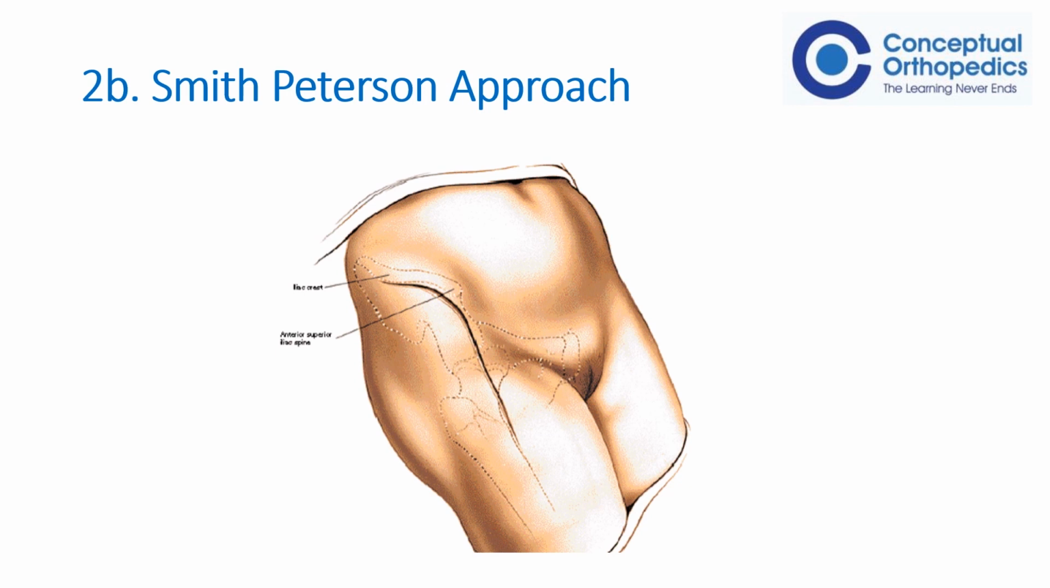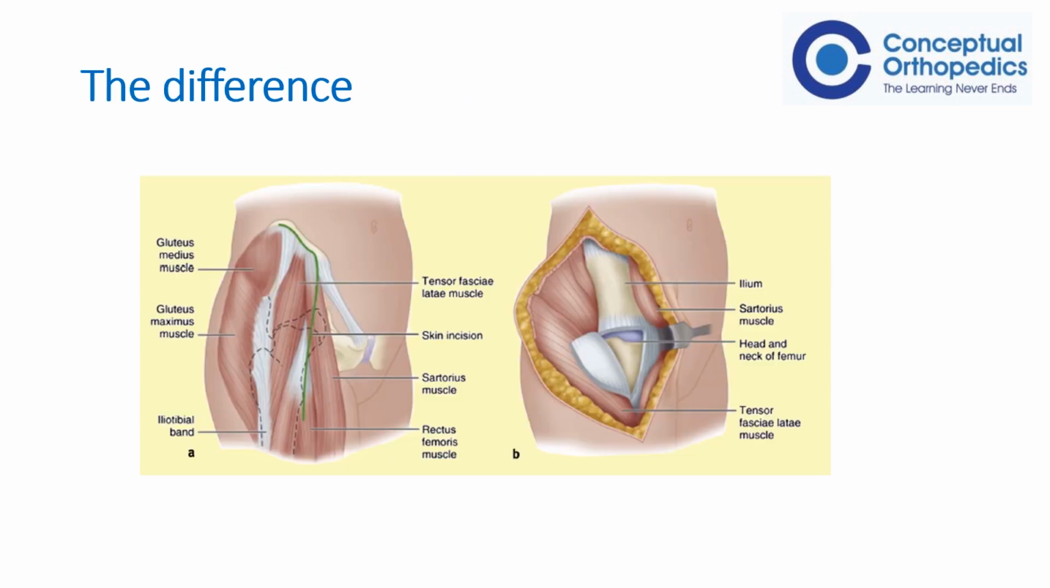Coming to the Smith-Petersen approach, which is also a type of anterior approach, it is nothing but a slight proximal extension of the Hueter approach. The distal arm is similar to the Hueter approach, which is about 3 centimeters lateral and distal to the anterior superior iliac spine, but this incision is carried along the outer lip of the iliac wing up to two-thirds of the iliac wing. This is the difference.